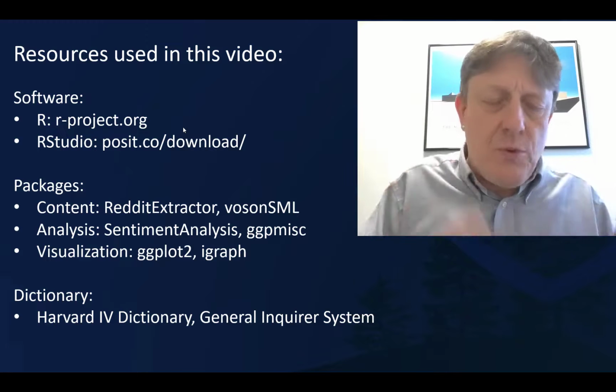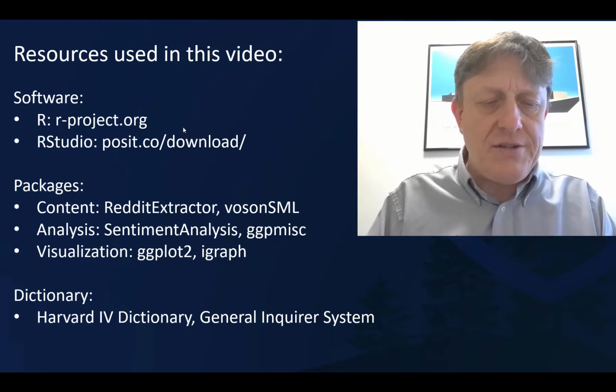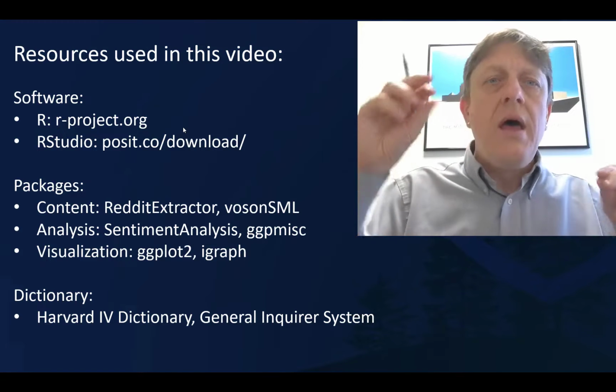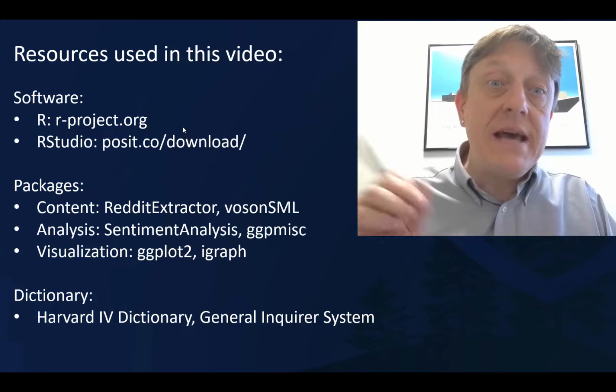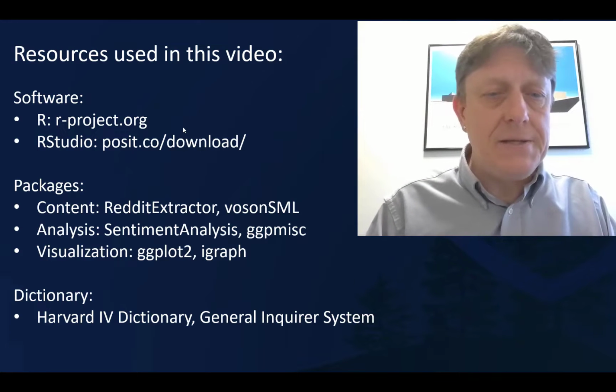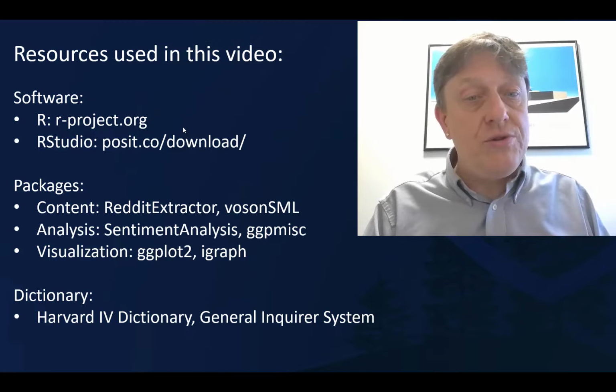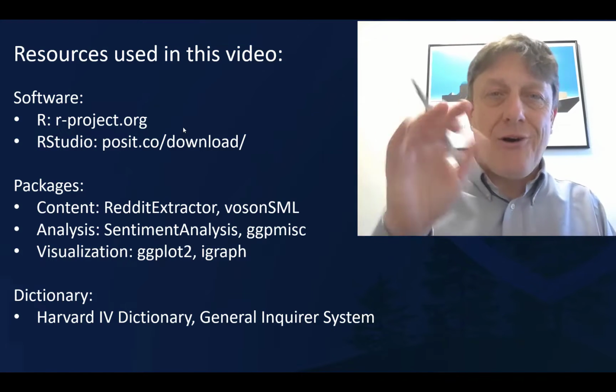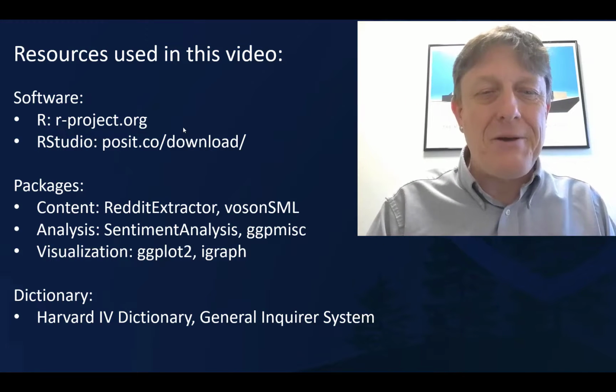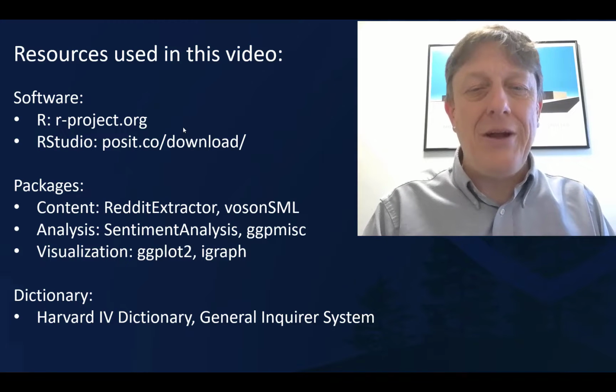And then igraph, which is a package that is used to describe social networks, relationships between elements. In this case, it'll be relationships between ideas. The dictionary that we're going to use for the sentiment analysis is the Harvard 4 dictionary in the General Inquirer system.